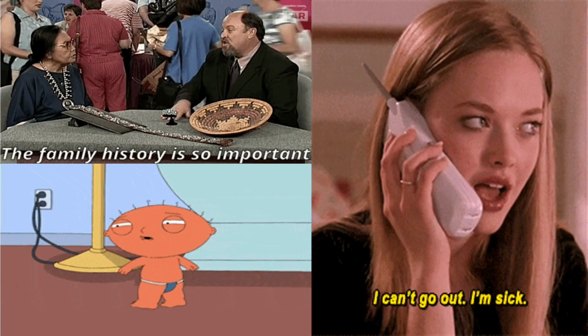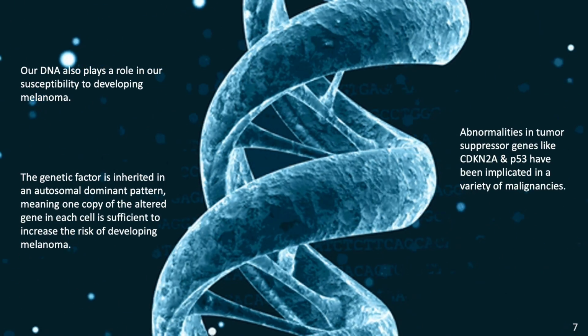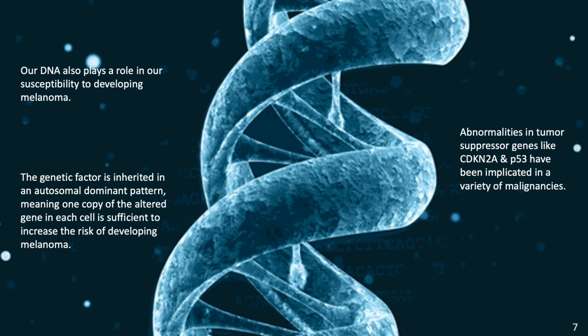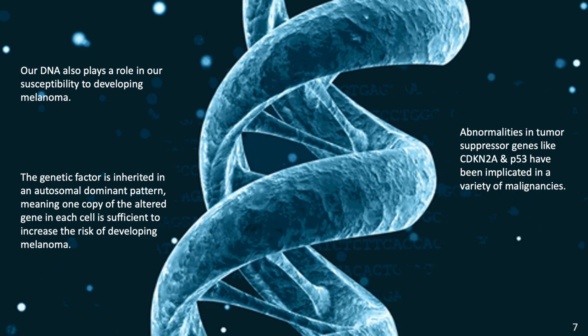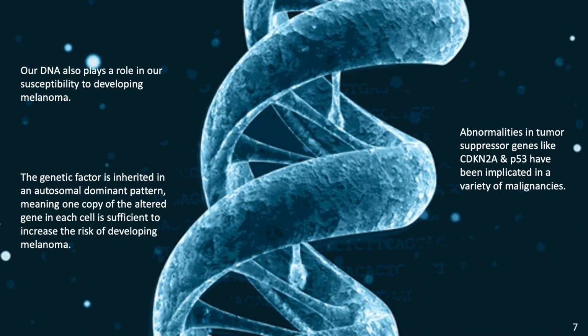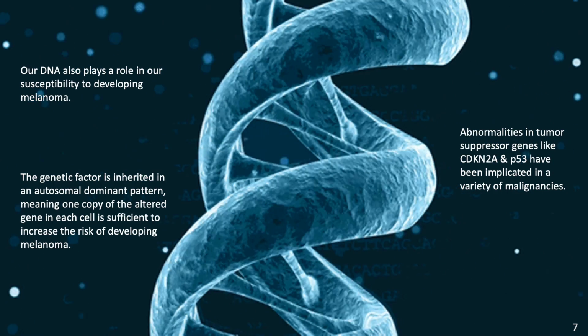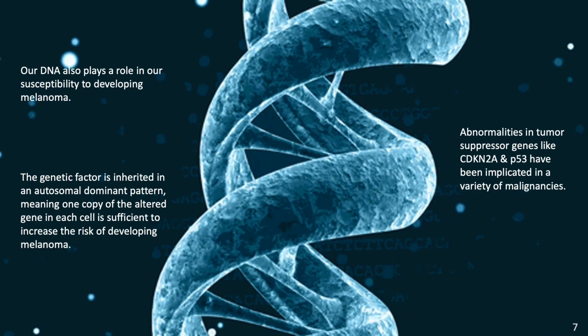Let's take a closer look at the role DNA plays in the development of skin cancer. 25 to 50% of people with hereditary melanoma have a mutation in the CDKN2A tumour suppressor gene, which encodes for 2 distinct proteins, INK4A and ARF. A mutation in CDKN2A disrupts the functions of both proteins, which are imperative in regulation of the cell cycle.